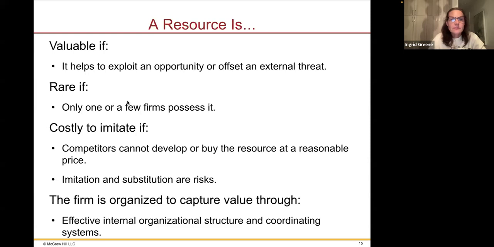Is it rare? Only if one or few firms possess it, right? So again, yoga clothing, is this yoga love product really rare? We are going to find out this semester. Is it costly to imitate? Competitors cannot develop or buy the resource at a reasonable price. Imitation and substitution are risks, 100%, right?